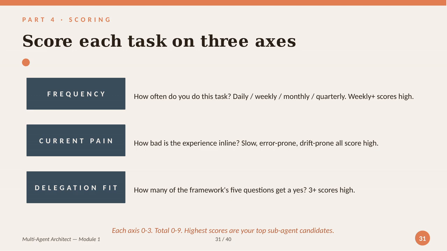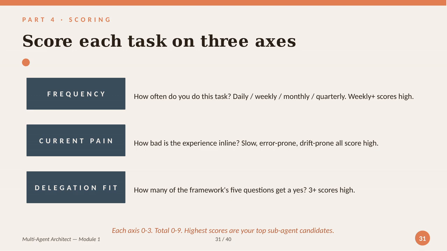Current pain. How bad is the experience inline? Slow, error-prone, drift-prone, frustrating? Score 0 to 3. High pain gets a 3, neutral gets a 1, pleasant gets a 0. Higher pain means more value from getting it out of the single session. Delegation fit. How many of the framework's 5 questions get a yes? Score 0 to 3. 3 or more yes gets a 3, 2 yes gets a 2, 1 yes gets a 1, 0 yes gets a 0. Higher delegation fit means the task is structurally suited for subagents.